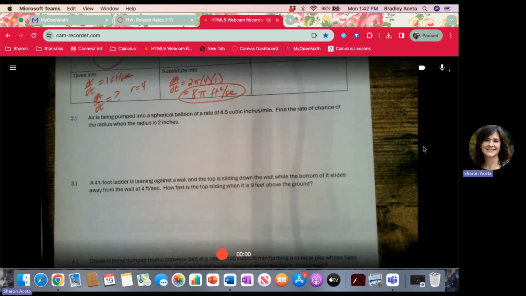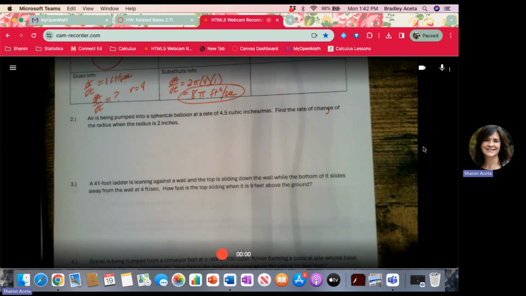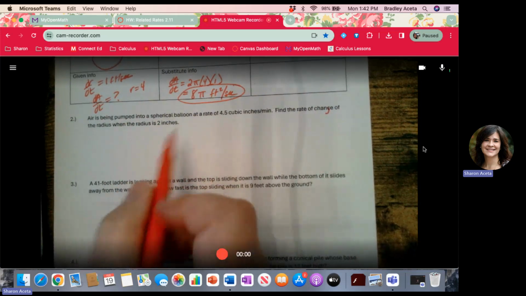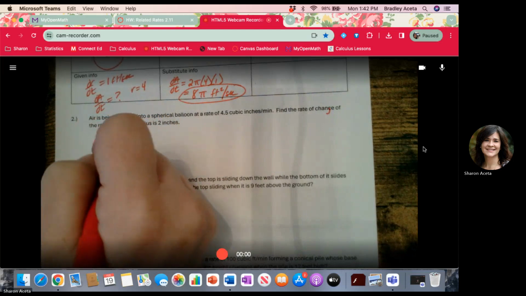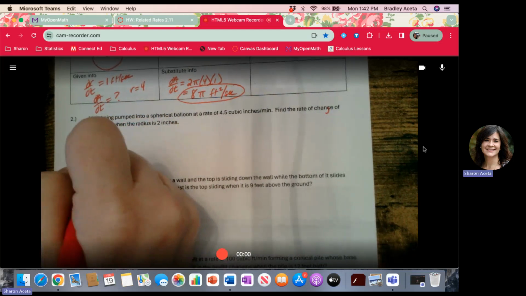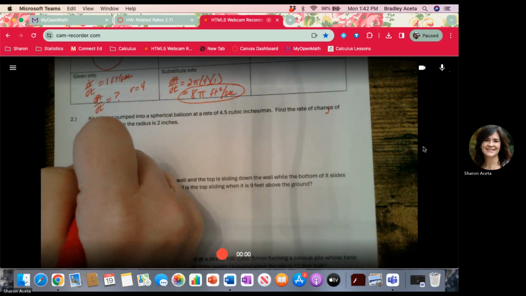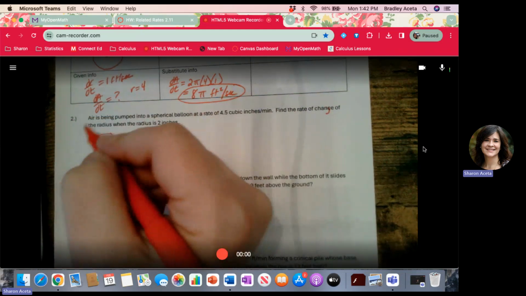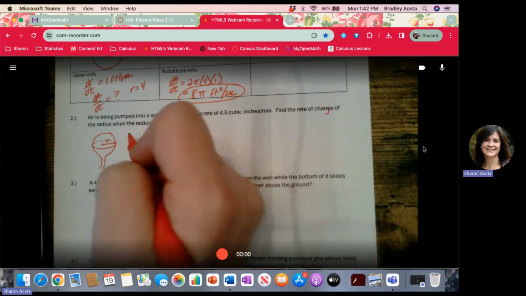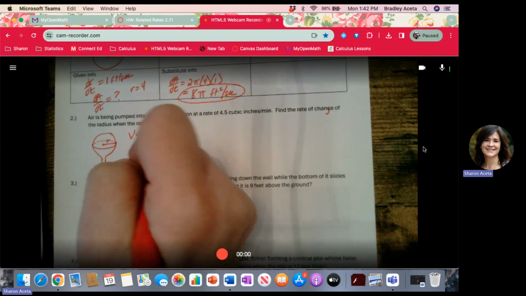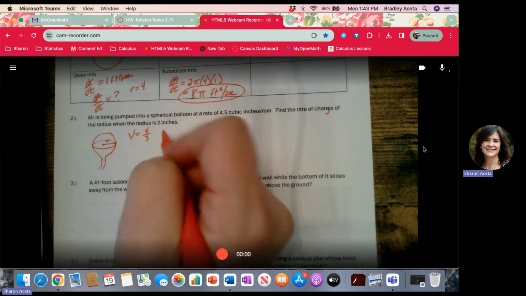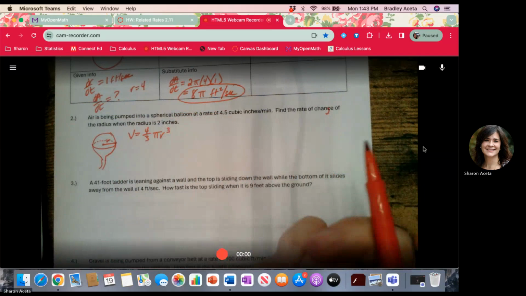Air is being pumped into a spherical balloon at a rate of 4.5 cubic inches per minute. Find the rate of change of the radius when the radius is 2 inches, okay? So a spherical balloon would be something like this. And you have an r, air is being pumped in. So we're talking about the volume of a balloon. If you don't remember your formula for volume of a sphere, it's 4/3 pi r cubed.